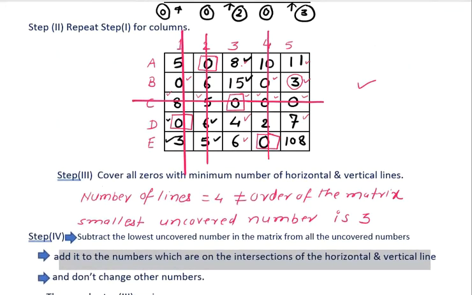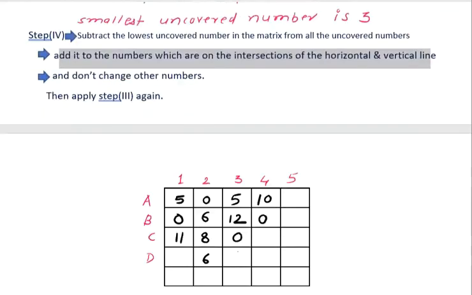Then on the intersection we add 3. So we get 3 and 2, 0 as it is. 3, 2, 0 are the numbers.